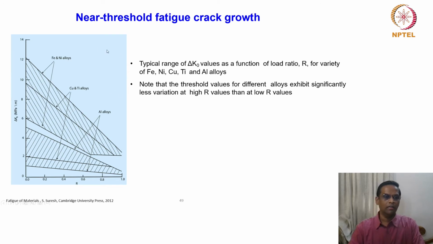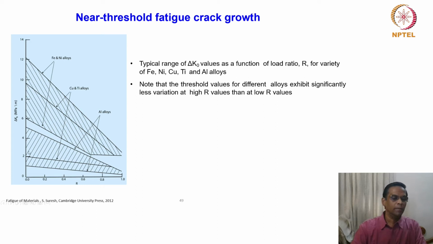And if you look at the threshold values for typical structural alloys, this is delta K versus R, the stress ratio. You can see the typical range of delta K values as a function of load ratio for a variety of iron, nickel, copper, titanium, aluminum alloys. And note that the threshold values for different alloys exhibit significantly less variation at high R values than at low R values. So that is quite obvious.